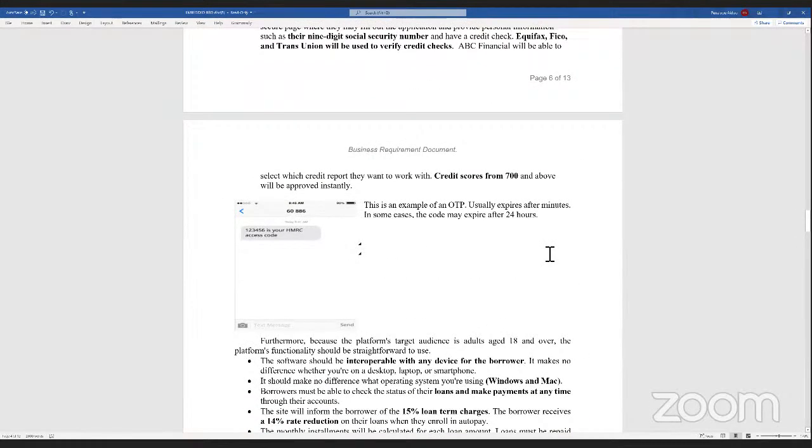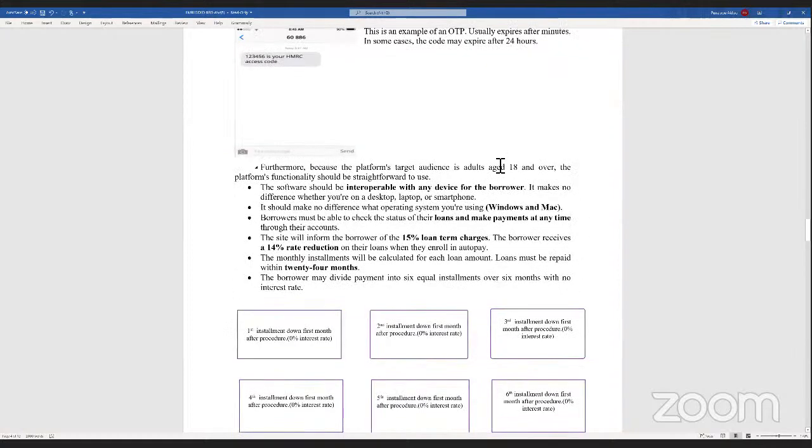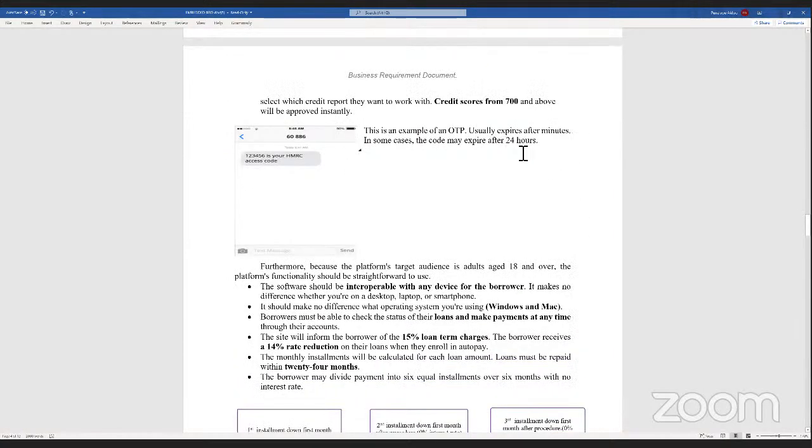Yeah, the customer would need a credit score of 700 and above in order to be approved. So this is an example of what the one-time password would look like when they put in a working phone number. And this code should expire after 24 hours. In some cases, it should expire after minutes, but mostly we can extend it to like 24 hours.